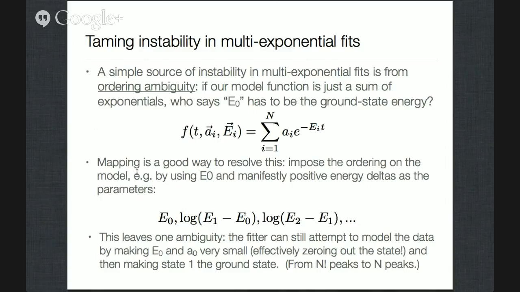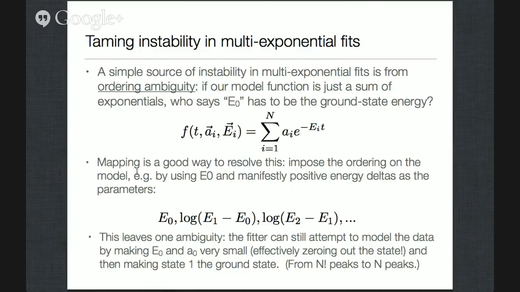So even if I know that the actual data is described by some set of physical states, and they have some set of energies that are nice and well ordered, the fitter, the function, doesn't know that if I just write it in this simple form. Nobody says that the first label here has to be the ground state energy, the smallest E. And so this distribution, if I don't do anything else to it, has n factorial minima in it. It's very easy for your optimizer, if you're not careful, for your minimization of the chi-squared function to wander off and get lost in this space with many minima.